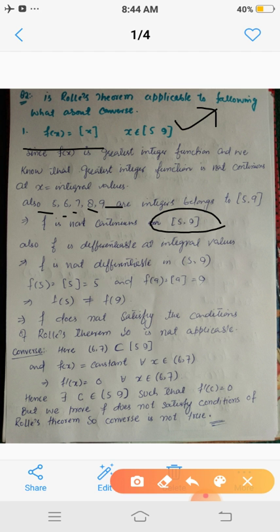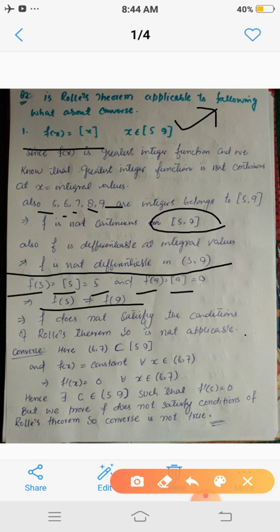When it is not continuous, it is not differentiable at these points, which implies that f is not differentiable in 5, 9. Similarly f of 5 is the greatest integer of 5, which is 5 because 5 is an integer, and f of 9 is the greatest integer of 9, which is 9 because 9 is an integer, which implies that f of 5 is not equal to f of 9. So this function does not satisfy the three conditions of Rolle's theorem. Hence we cannot apply Rolle's theorem to this function.